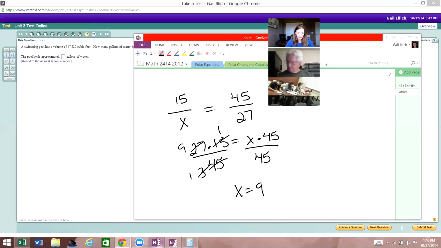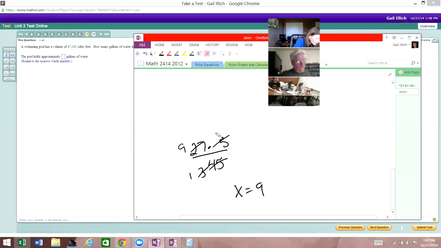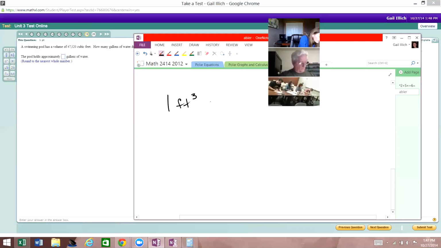7.48. Yeah, that's on page 3 of the 9-2 and 9-3 notes, which I think is unit 3 too. It's on the third page there. And that's per cubic foot. So 1 cubic foot, so foot cubed, is equal to 7.48 gallons.